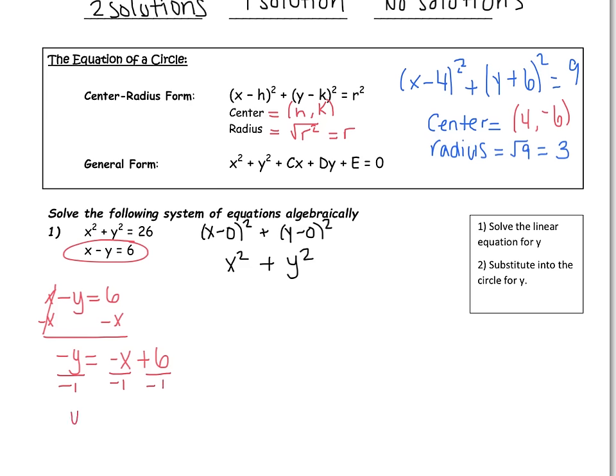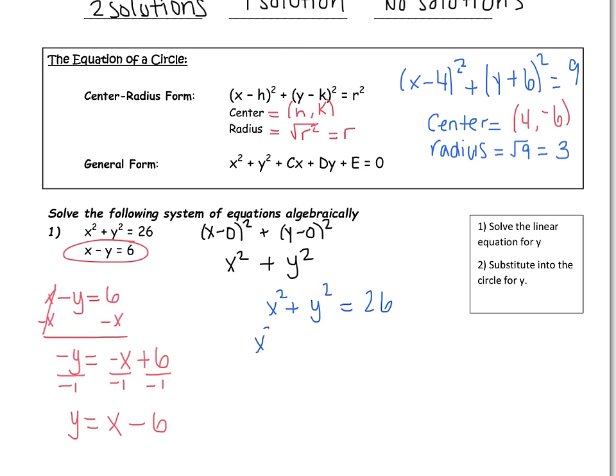So your y is equal to positive x minus 6. So we've successfully completed step 1, solve the linear equation for y. And now we're going to substitute it into the circle. So I'm going to use a different color here. So x squared plus y squared equals 26.